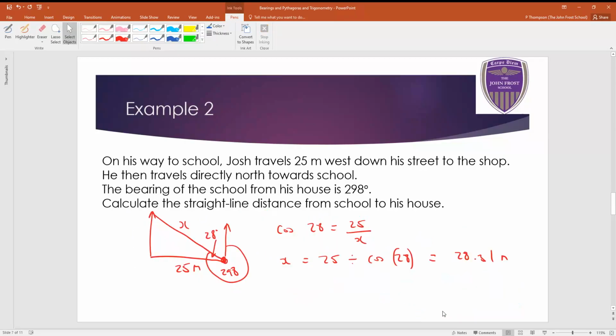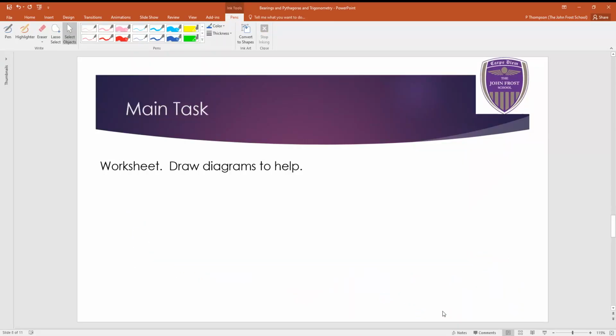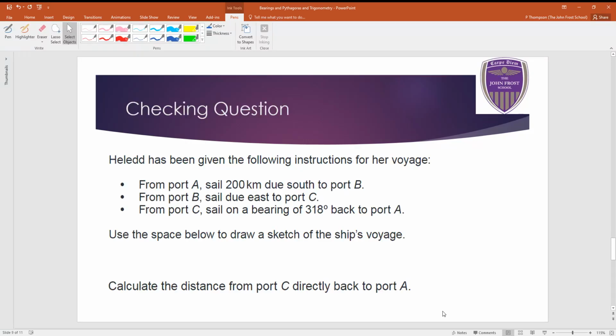All right, again, these are my solutions. So for the main task, you've got a worksheet, read the questions, draw diagrams to help, and then come back when you're ready for the checking question. Okay, welcome back. Here's the checking question. So I would pause it here, follow the instructions, and then come back when you're ready for the answer.